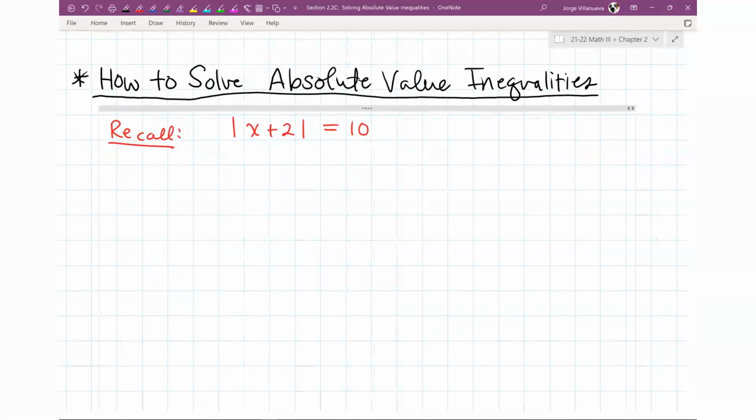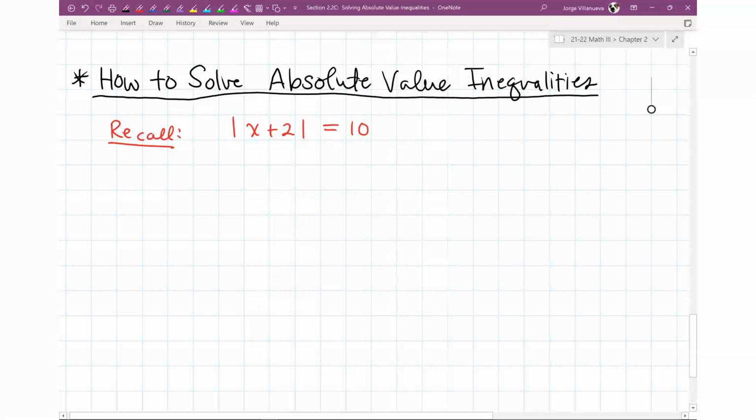So how to solve absolute value inequalities. Okay, and we're going to do a real quick recall of something we've done before. But how do we solve absolute value inequalities? Now, the recall problem is more of, this is what we used to do, this is what we should know how to do, and then let me show you the new stuff, and you're going to notice it's pretty much the same thing, right?